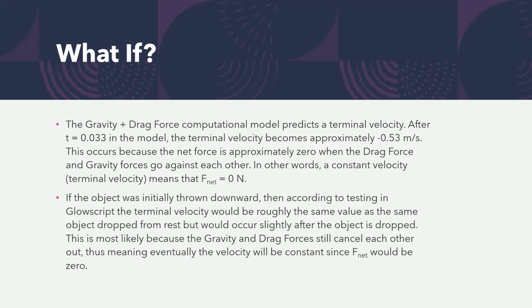Secondly, if the object was initially thrown downward, then according to the testing I did in GlowScript, terminal velocity would be roughly the same value as the same object dropped from rest, but it would occur slightly after the object was dropped. This is most likely because the gravity and drag forces still cancel each other out, meaning eventually the velocity will enter into a terminal velocity. It'll be constant since F net would be 0, which means a constant velocity.